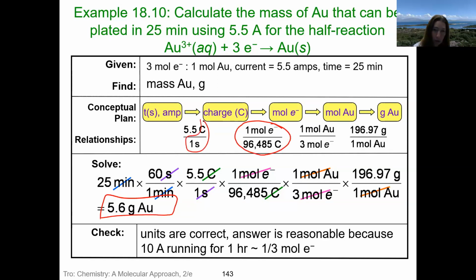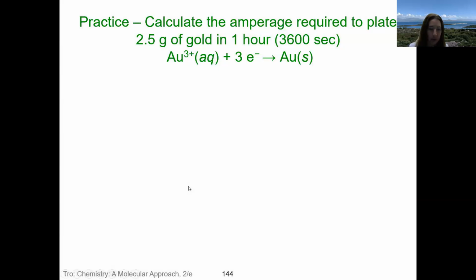And 1 amp is coulombs per second. So now I want to know the amps. This time I want the amps. Remember, 1 amp is coulombs per second. What are the amps required to plate 2.5 grams of gold in 1 hour?